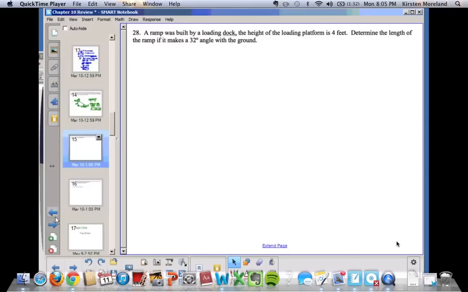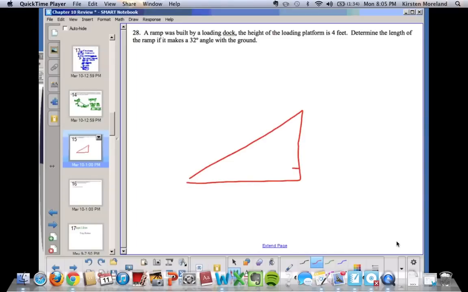So this one is one of the most straightforward word problems you're going to have. A ramp was built by a loading dock, and the height of the loading platform is 4 feet. So that's that vertical height right there. And this is a nice problem because it's a right triangle, just like the last one. We haven't had to do any law of sines, law of cosines. So it's 4 feet up, and the angle it makes with the ground is 32 degrees. So that's the angle right down here.